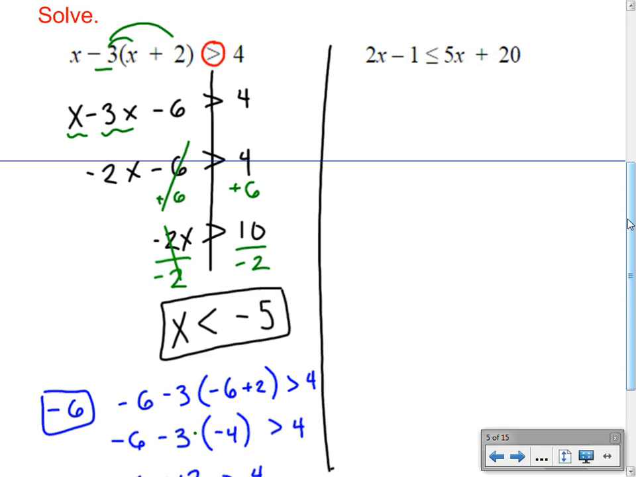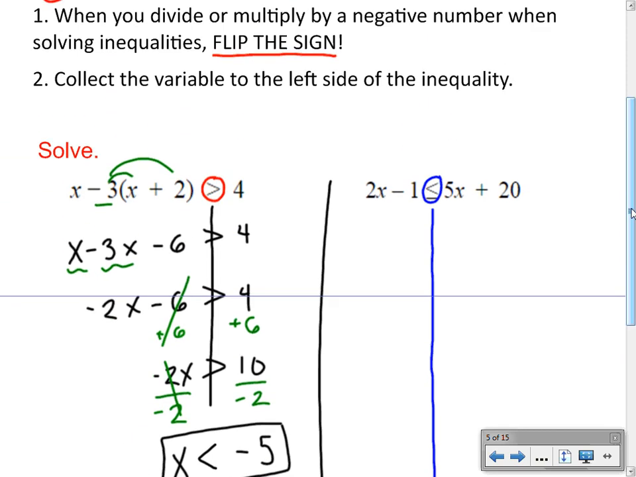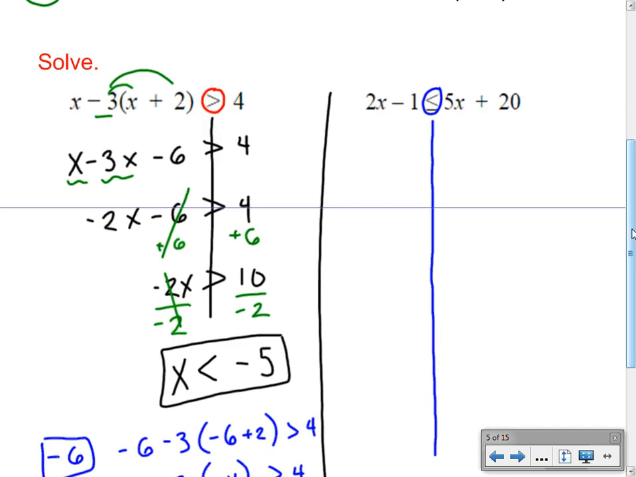So just like last time, we're going to find our inequality, and we're just going to split it down the middle. Now, we don't have any distributing that we need to do this time, but we do have variables on both sides, and we need to collect them to just one side. Now, remember my recommendation number 2 said we should collect the variable to the left side of our inequality. So this 5x that I have on the right side, I'm going to cancel out. I'm going to subtract 5x from both sides.